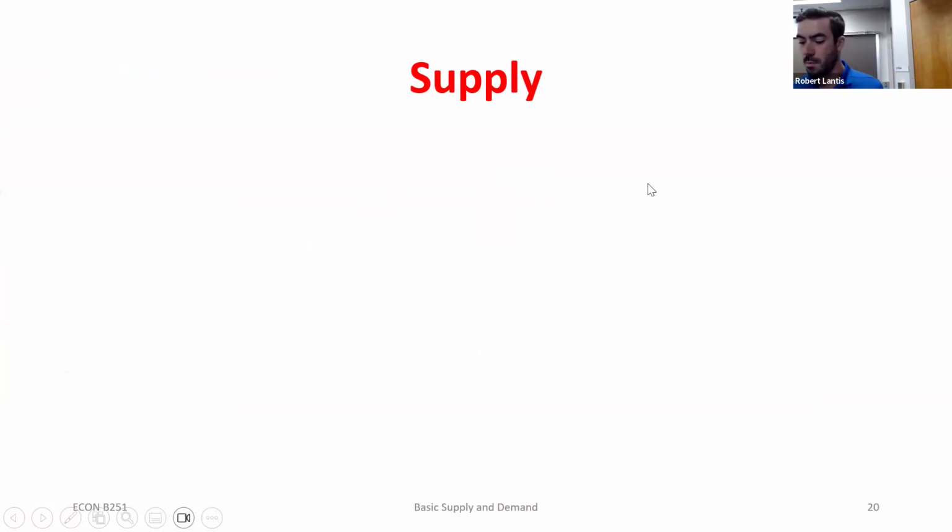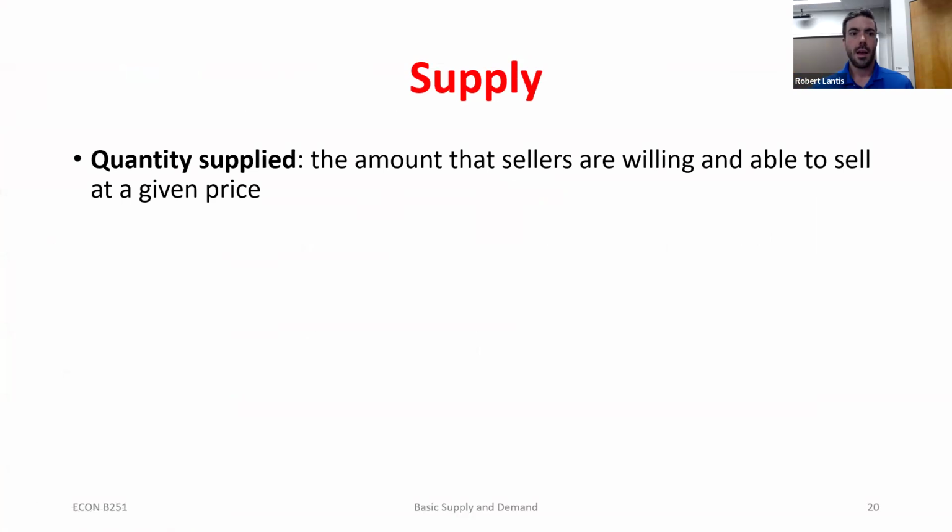So just like with demand, we have quantity demanded and demand, and we have quantity supplied and then the supply curve. The quantity supplied, like quantity demanded, will be the quantity that a producer, somebody selling a good, is willing and able to provide at a specific price.